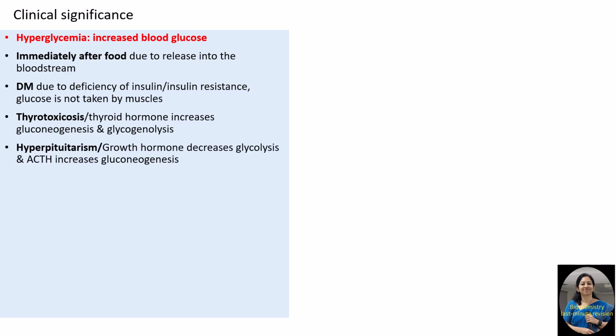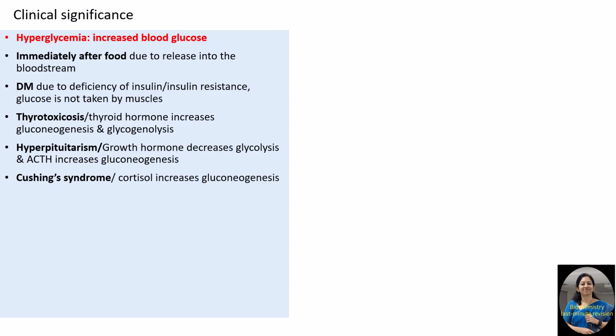The next condition is hyperpituitarism, characterized by increased growth hormone and increased ACTH. Increased growth hormone inhibits glycolysis, so glucose is not oxidized. That is how it increases blood glucose. The other factor in hyperpituitarism is increased synthesis and secretion of adrenocorticotropic hormone, and this will stimulate gluconeogenesis, synthesis of glucose from non-carbohydrate sources. That is how in hyperpituitarism the blood glucose increases.